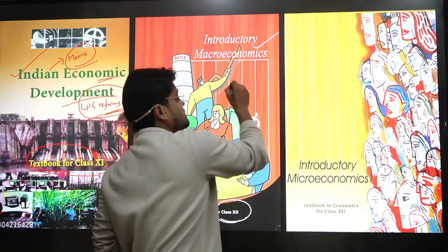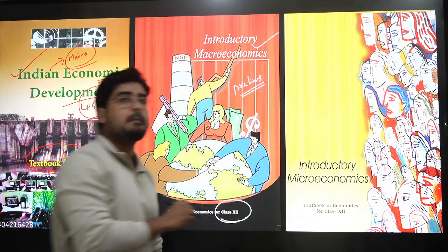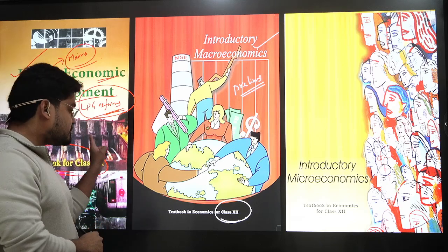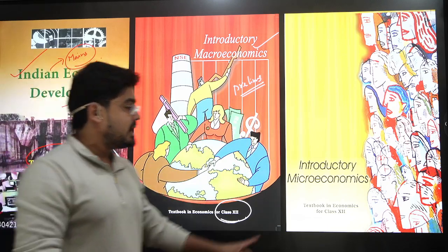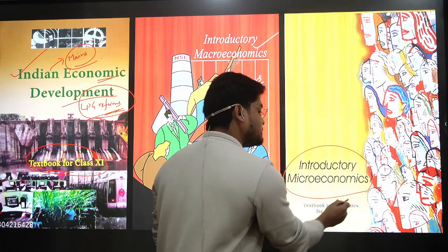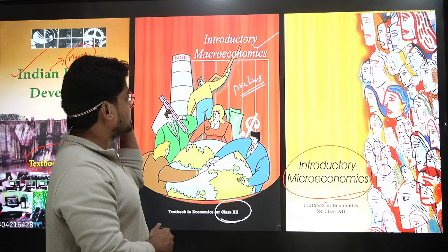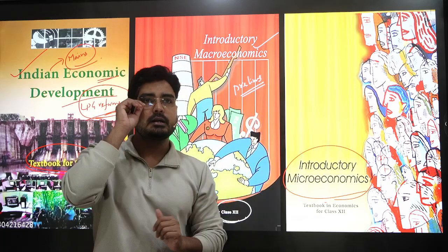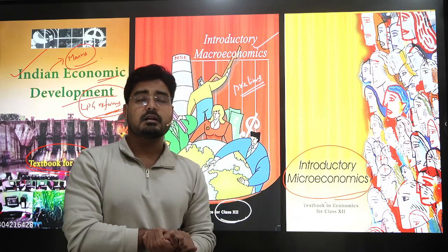So this textbook is very important from the prelims point of view. First start with this subject. Once you're done, go to this textbook. And the other textbook is Introductory Microeconomics. Go to this textbook once you're done with these two, because in terms of weightage it is relatively limited. The scope of microeconomics is relatively limited in the civil service examination.